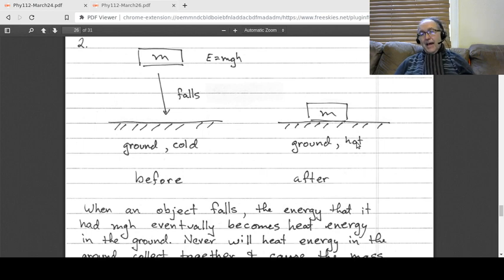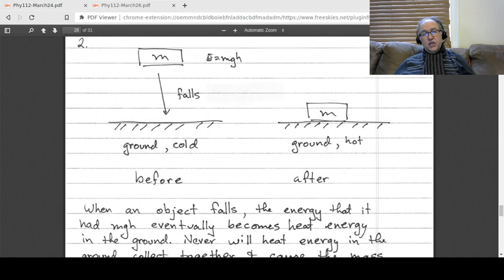Suppose that you have a mass m, and it's at some height h above the ground, and we release that mass, and it falls down, and it hits the ground. Now, the mass initially had potential energy mgh. When it hits the ground, it might bounce a few times, but then eventually it'll come to a halt. And what happened was the heat, so the energy in potential energy becomes heat in the ground.